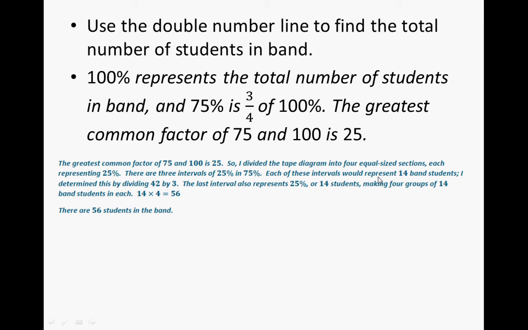Each of these intervals would represent 14 band students. You know this by dividing 42 by 3. The last interval also represents 25%, or 14 students, making 4 groups of 14 band students each, so 14 times 4 is 56. So there are 56 students in the band.